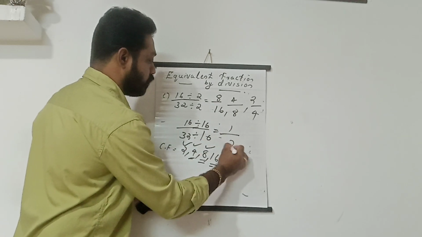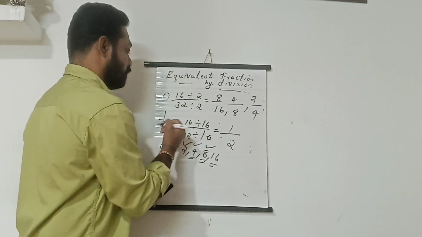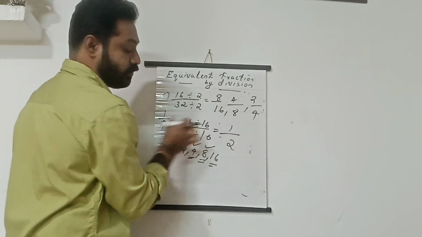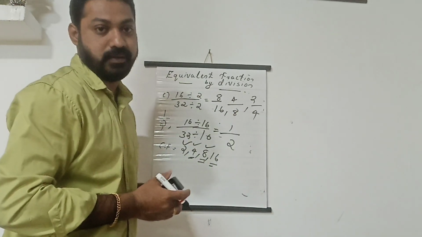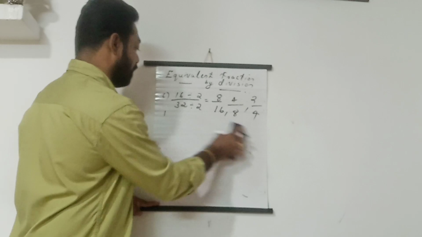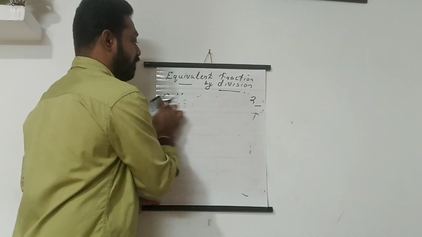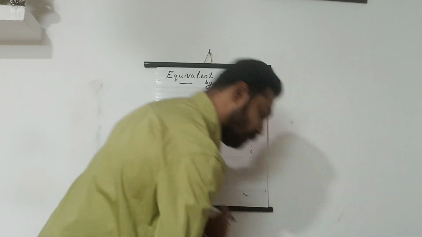32 by 16 is 2. So what is the last one? 1 by 2. So this is the way. These are the numbers we need to write there. So this is the way we are finding equivalent fractions by division. I hope that it is clear to you now. Next one you can try.